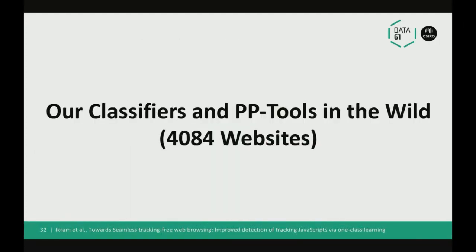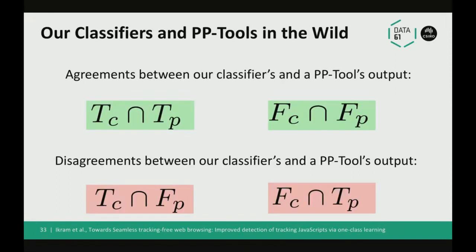Let's apply our classifier on the wild data set. Since we don't have ground truth for the whole wild data set, we look into the dissimilarity between our classifier output and that of the privacy preserving tool. In this case, you can see we mark in green the agreement between our classifier output and the privacy preserving tool.